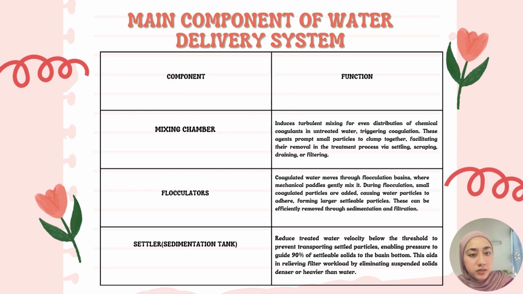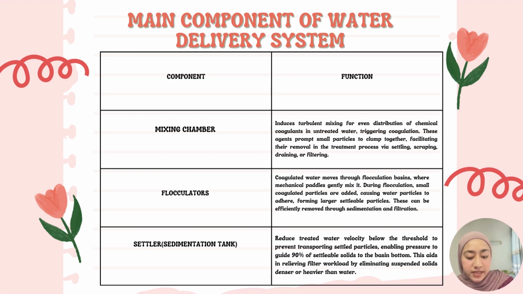Function of flocculators: coagulated water is moved through flocculation basins where mechanical paddles gently mix it. During flocculation, small coagulated particles are added, causing water particles to adhere, forming larger settleable particles. This can be efficiently removed through sedimentation and filtration.